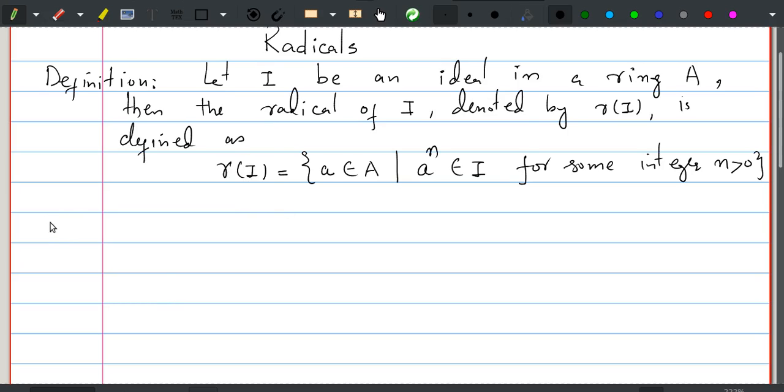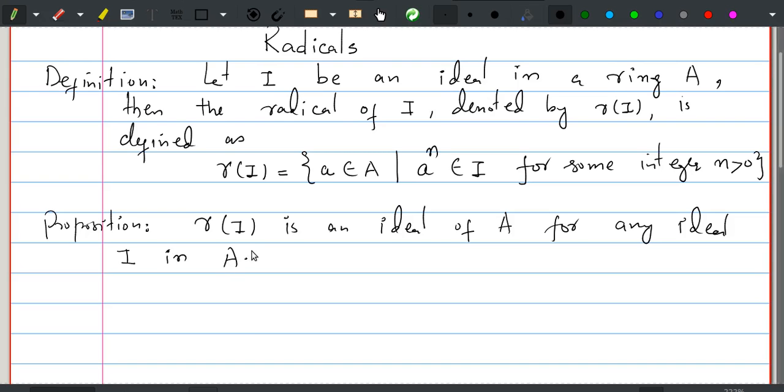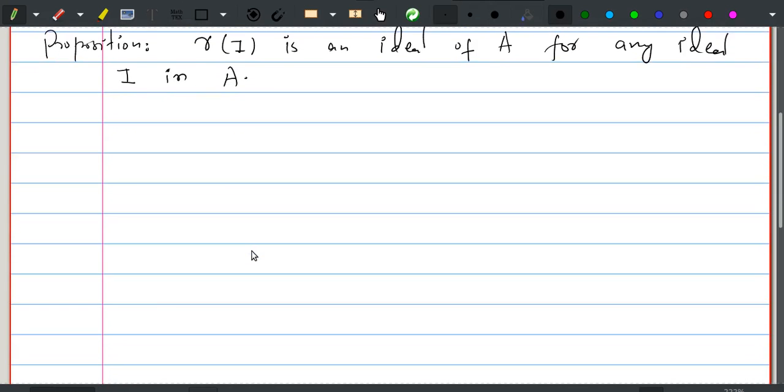So let us make this a proposition. R of I is an ideal of A for any ideal I in A. So there is a standard way to prove this. So let us prove this.